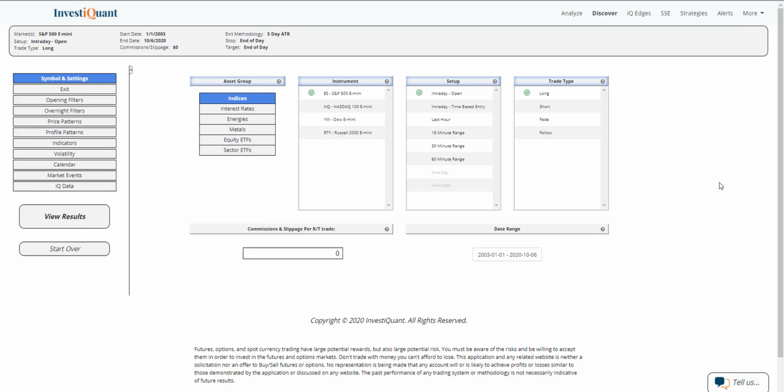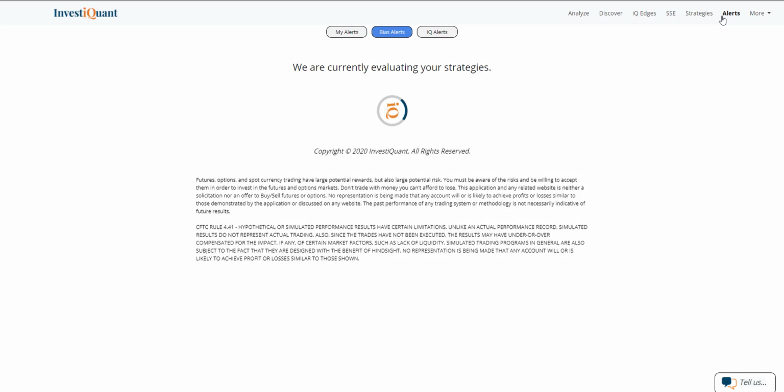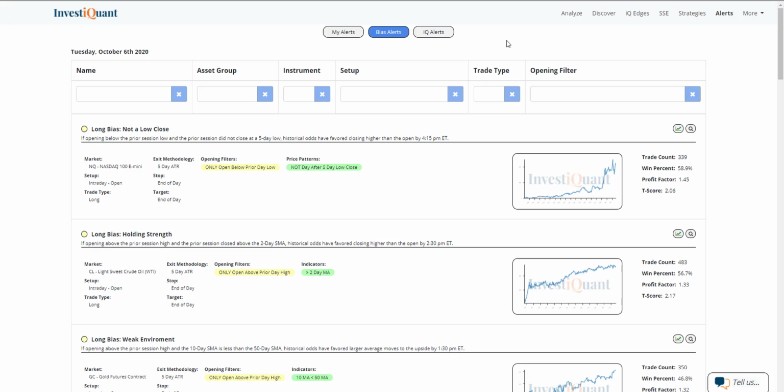This morning, I want to show you one of our bias alerts that will be potentially set up, but we'll dig into the settings here regardless and make it a little bit more applicable for today. So what I've done is I've clicked on the alerts section here. And then in the bias alerts, these are alerts that we put in here on a daily basis based upon some patterns that are either noteworthy or statistically significant that give you some ideas to look at.